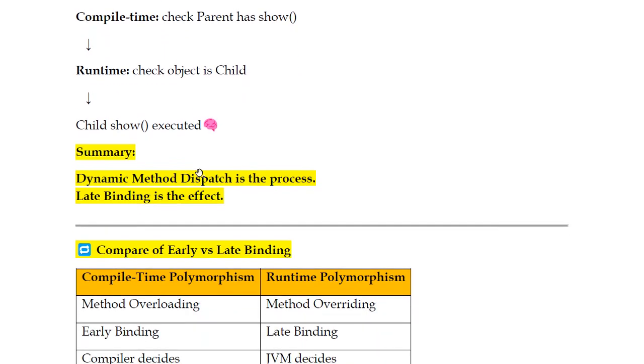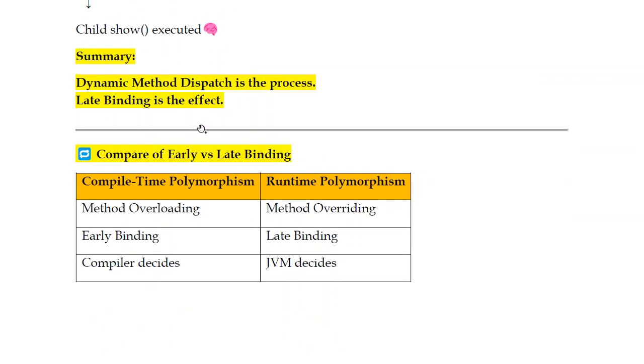Dynamic method dispatch is the simple thing: it's a runtime method selection process. Late binding is the effect of how you are overriding; the implementation part is the late binding, while dynamic method dispatch is only the selection process. So what's the difference? Early binding means method overloading, where it is decided at compile time. Runtime is method overriding, which happens during runtime based on the object; the method will be called based on it. A compile-time call is also called early binding. A runtime call is also called late binding.